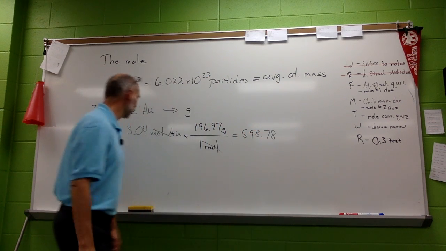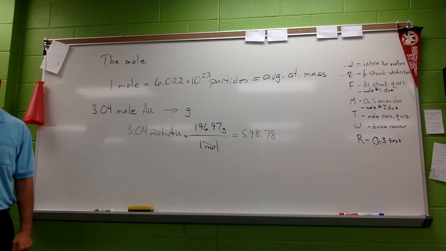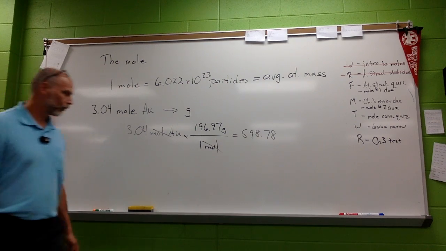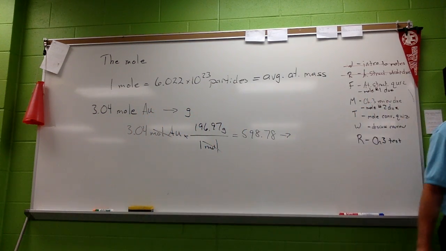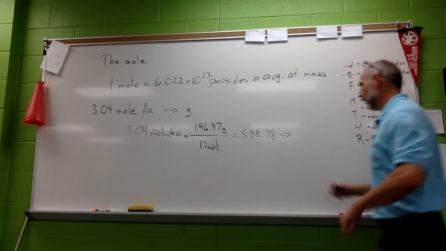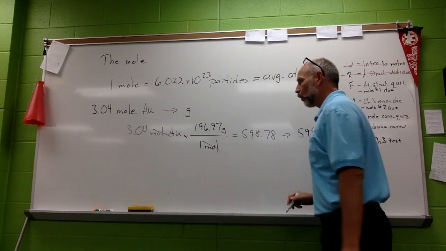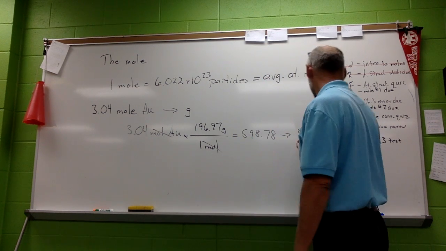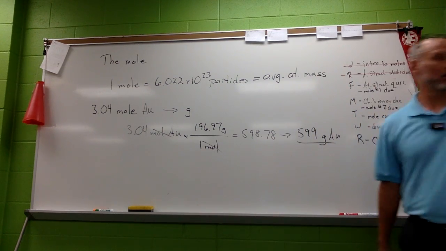Okay, so now we're going to have the discussion of how many significant figures are going to be valid. 3. So this is going to round to 599. Now, before we go any further, there's the right answer, 599 grams of gold.